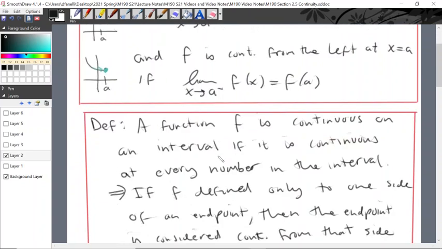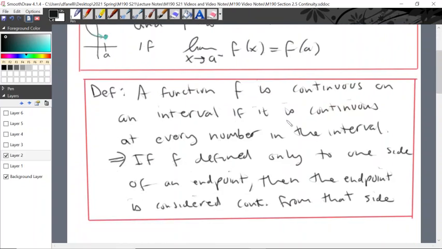Now, again, a function is continuous on an interval if the function is continuous at every number in the interval. So to be asked, is this function continuous on some given interval, you would really need to check every single value within that interval, which there's an infinite amount of numbers densely collected on any interval of real numbers. So we wouldn't be able to do this one value at a time.